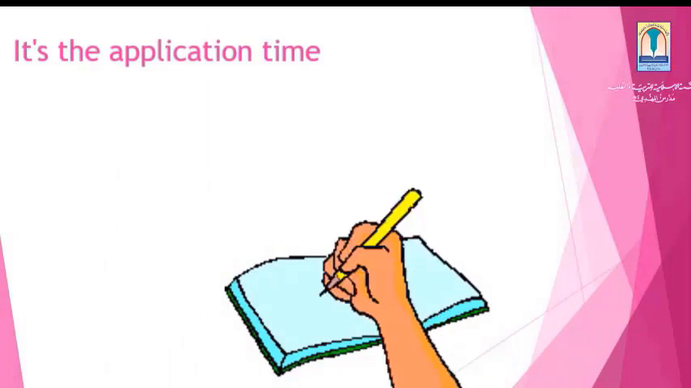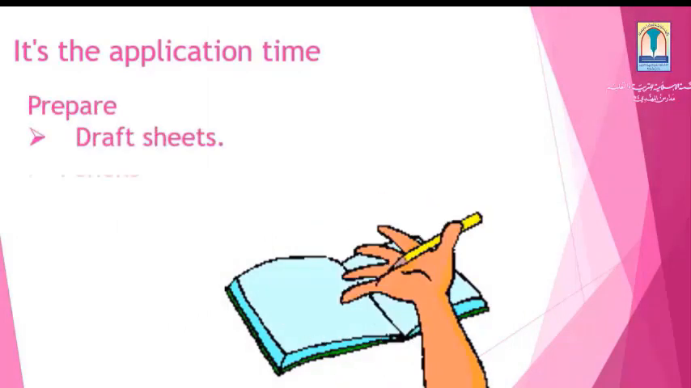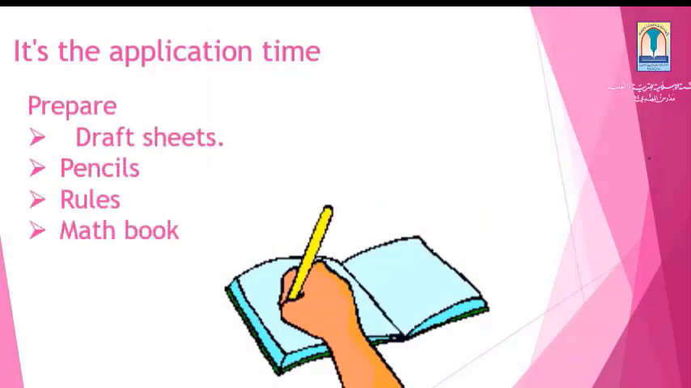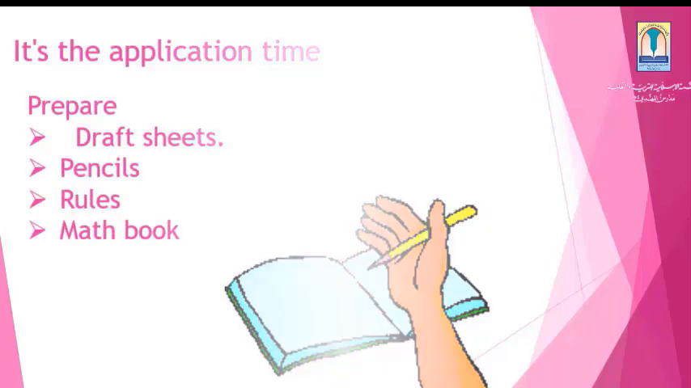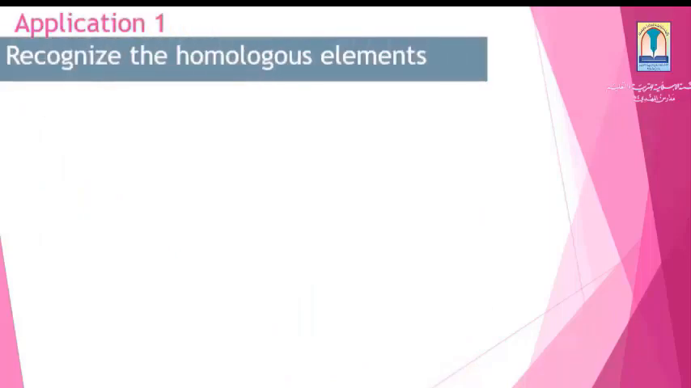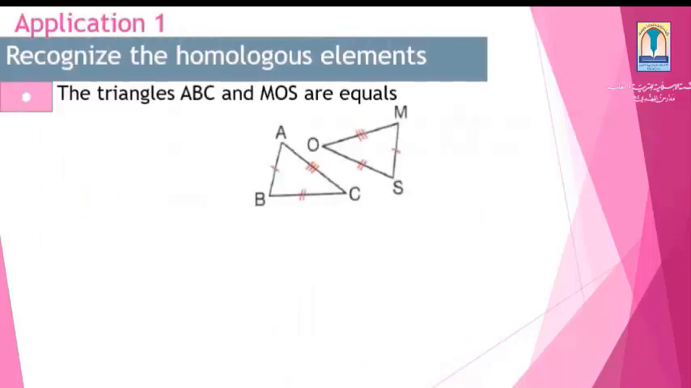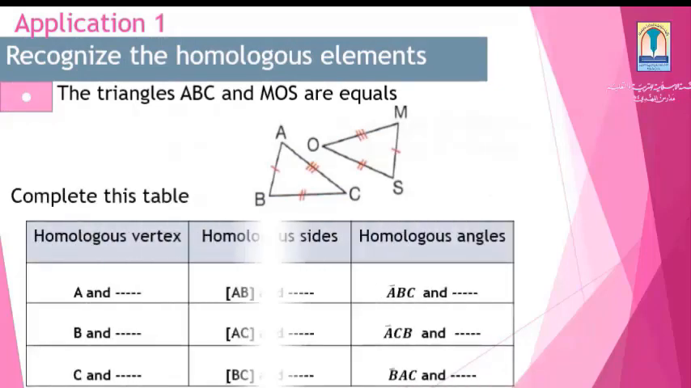It's the application time. Please prepare your draft sheets, your pencils, your rulers, and also your math book. Our first application will be to recognize the homologous elements. We have triangles ABC and MOS to be equal. We need you to complete this table by writing the homologous vertices, the homologous sides, and the homologous angles. Please take some time.